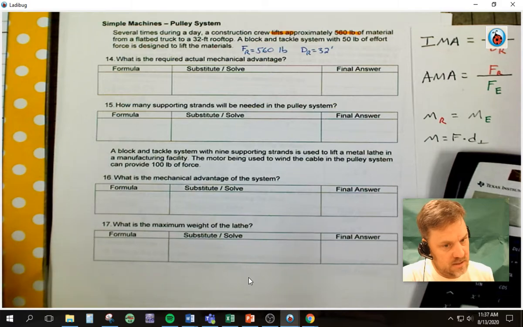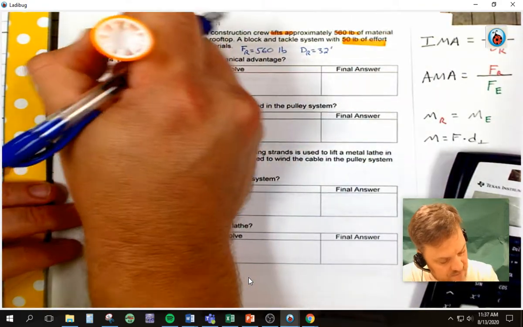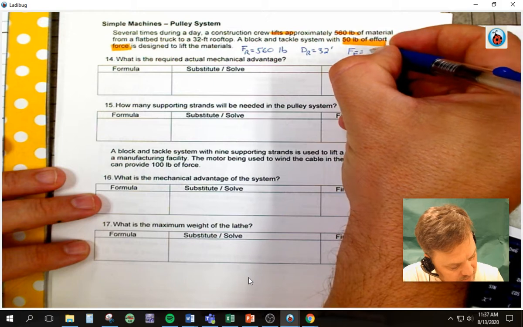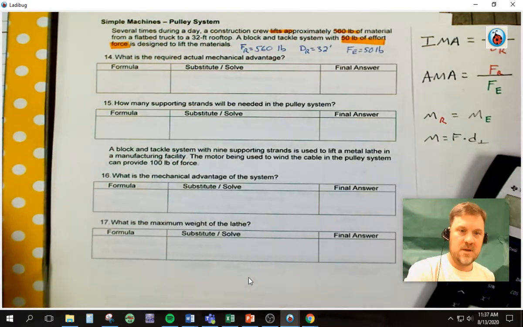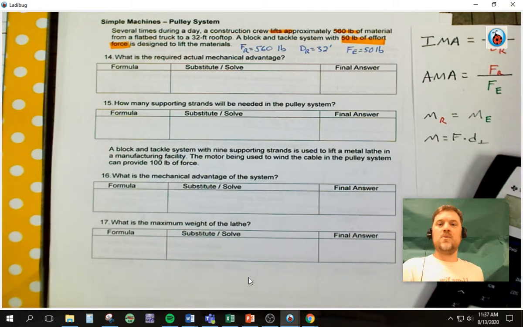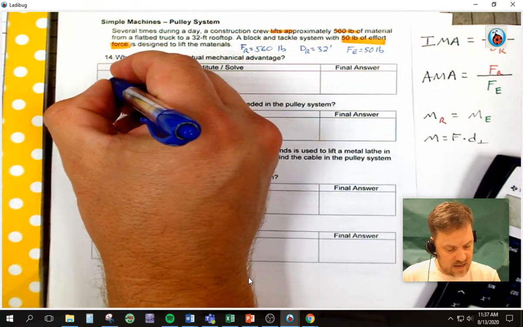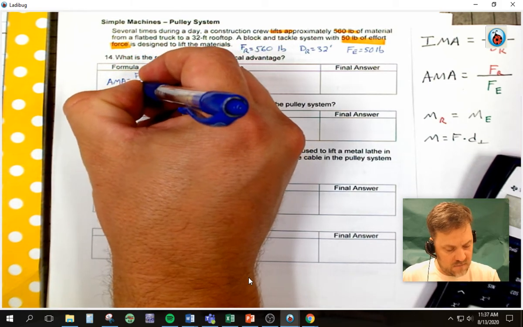A block and tackle system. So that tells me I'm using a pulley, right? With a 50-pound effort force. So force effort is 50 pounds. Is designed to lift the materials. Okay, what is the required AMA? So what is it saying here? Is it saying AMA is FR over FE?